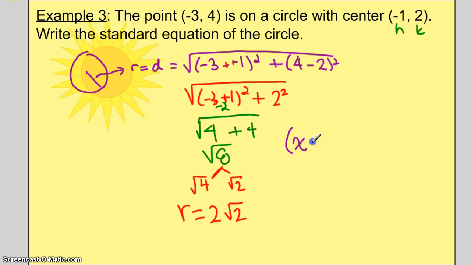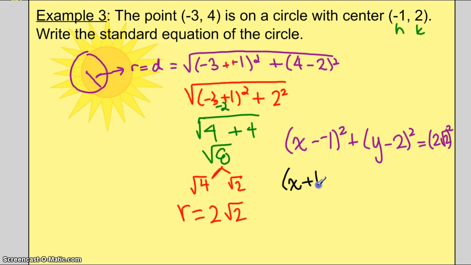So x minus h squared plus y minus k squared equals my radius squared. Running off the page. All right, 2 negatives in a row. It's our favorite thing today. So x plus 1 quantity squared plus y minus 2 quantity squared equals, square the number in front, and I have to square a radical. So that crosses that off. 2 squared is 4. 4 times 2 is 8.